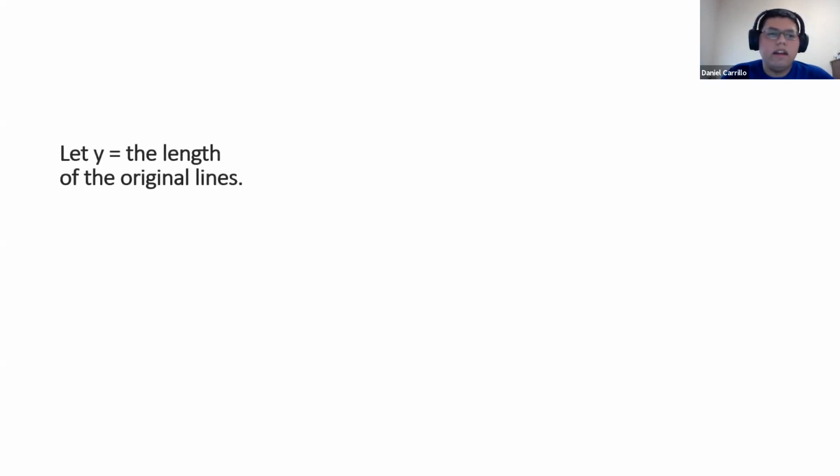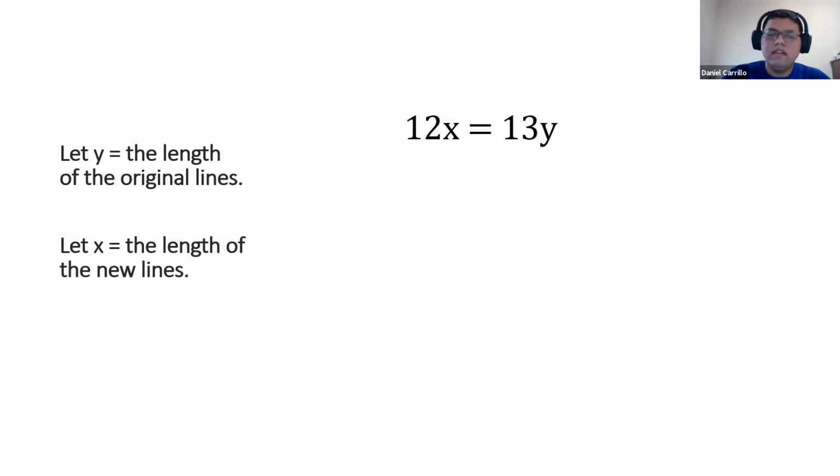All right, so what if we want to know how much each line increased by? We can use a bit of mathematics to find this out. So we're going to let y equal the length of the original lines, and let x equal the length of the new lines. So we can set up the equation 12x equals 13y. The reason for 12x is because we got 12 of the new lines, and the reason for 13y is because we got 13 of the original lines.